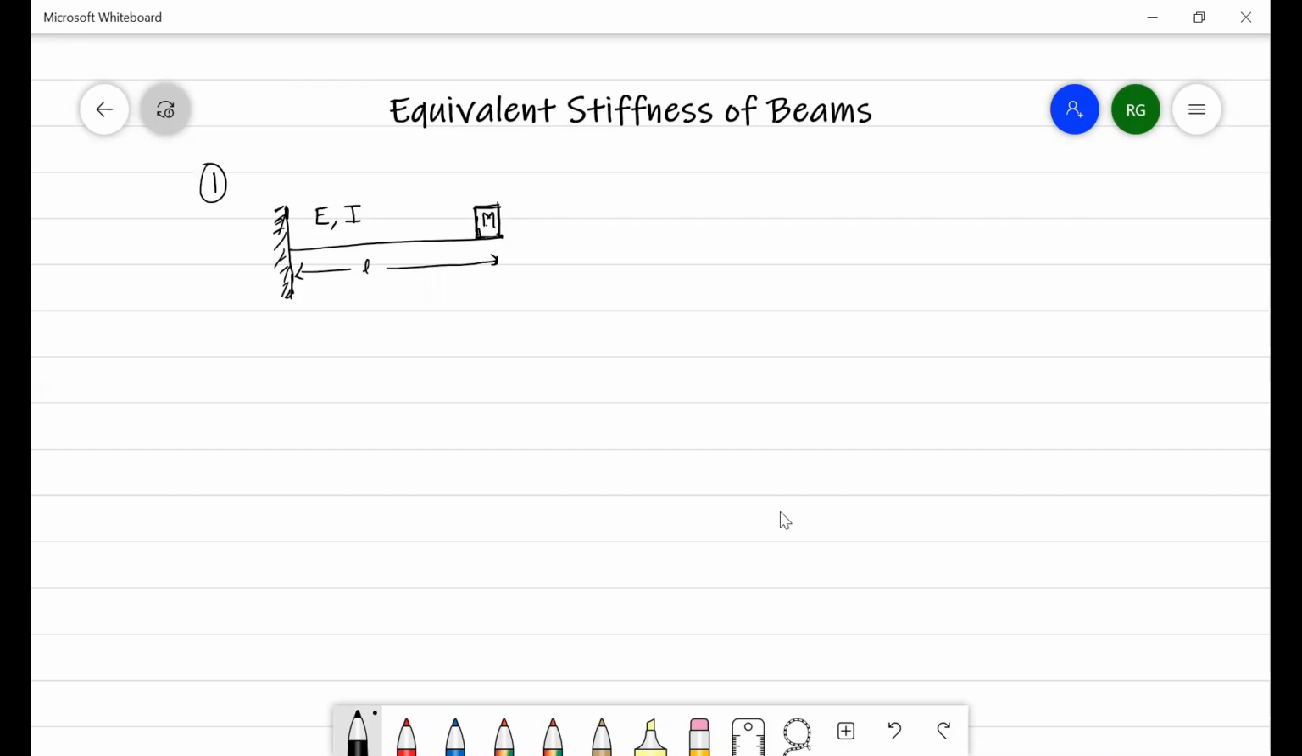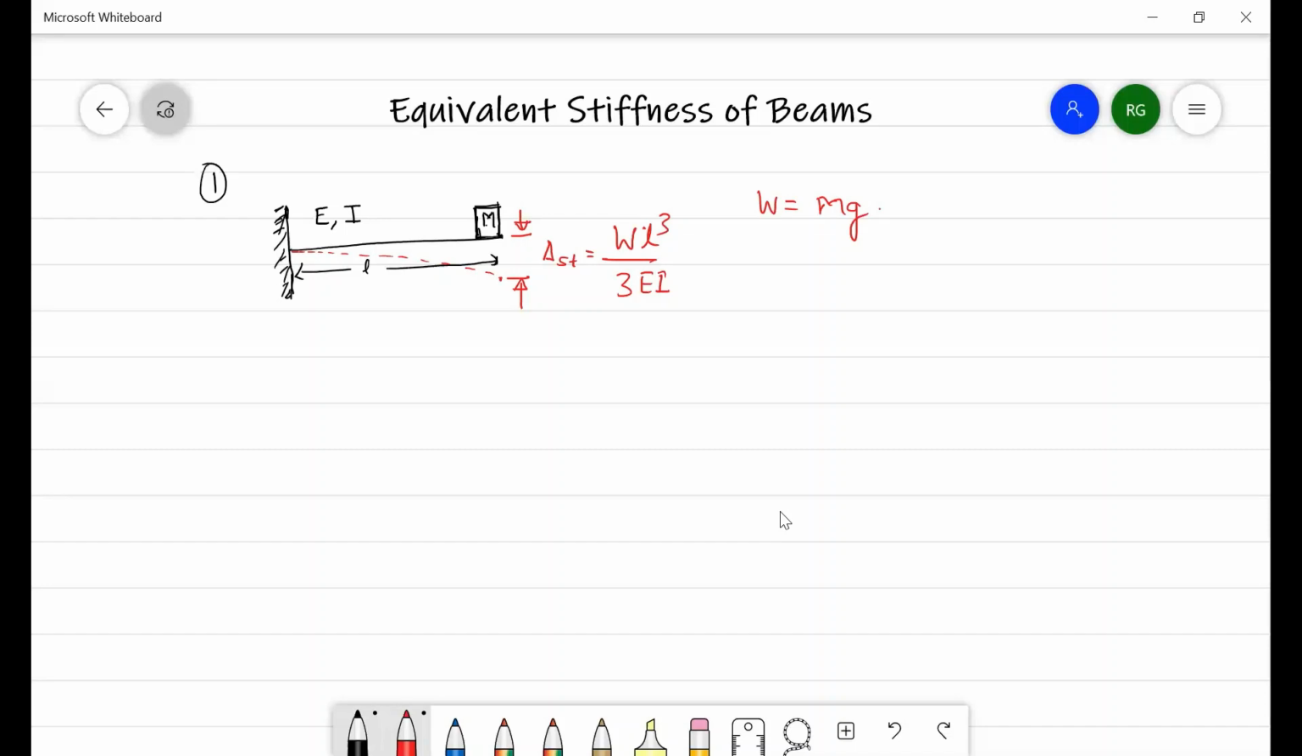Because of M, there would be a static deflection of this beam, and it will deflect like this. This would be the deflection or elastic curve of this beam. As we know, the static deflection of the free end of this beam, delta ST, would be equal to W L cube over 3EI, where W equals mg. So this is delta ST.